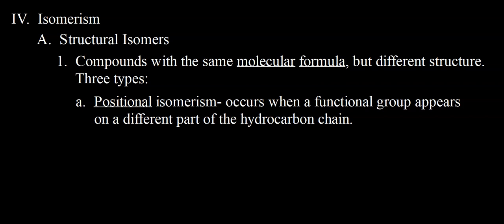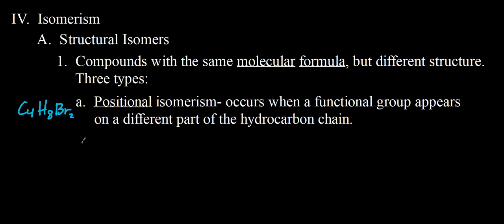So let's start off with positional isomers. As the name implies, positional isomers occur when a functional group appears on a different part of the hydrocarbon chain. So let's take a look at an example of a chemical formula. I'm going to write it over here just so I have room to do some examples. So consider the compounds C4H8Br2.